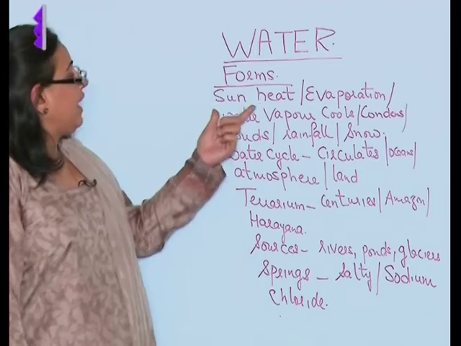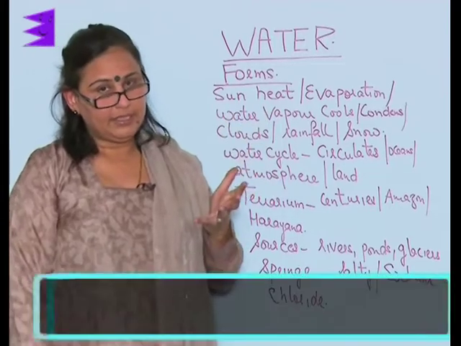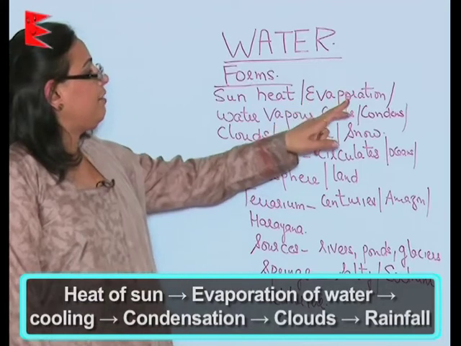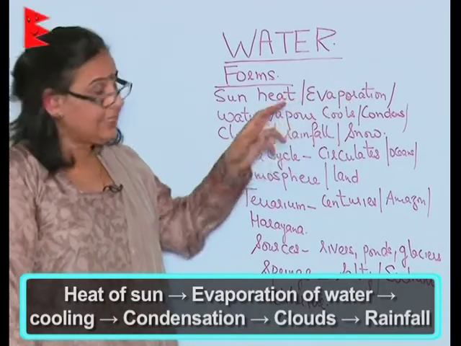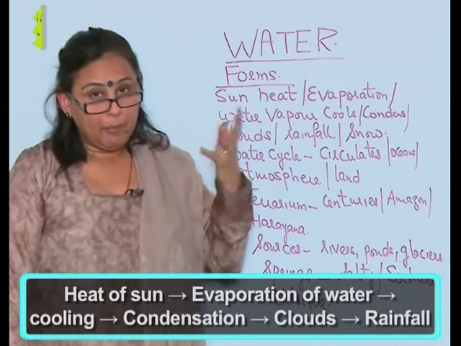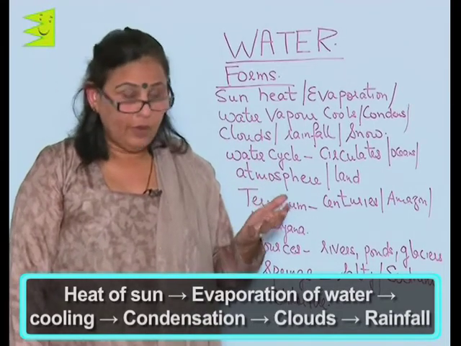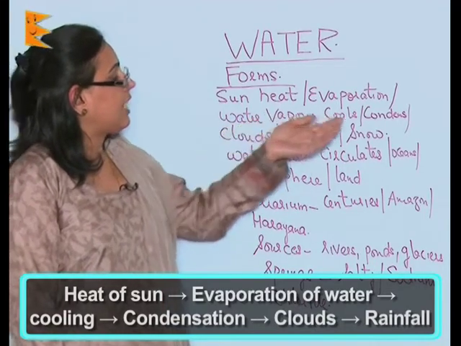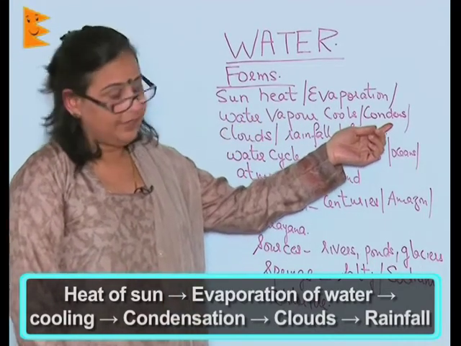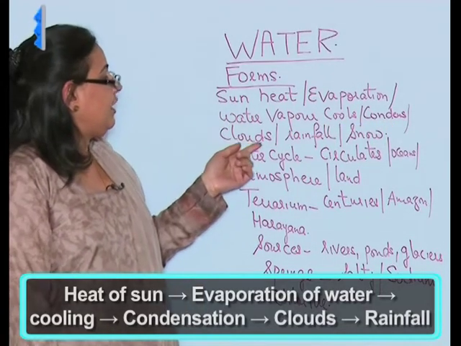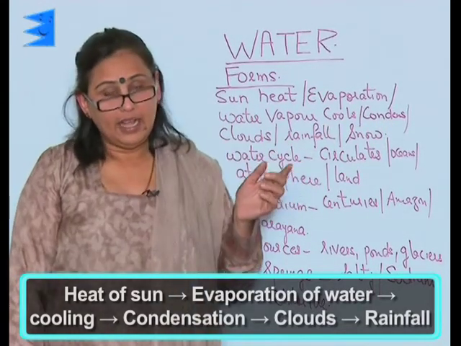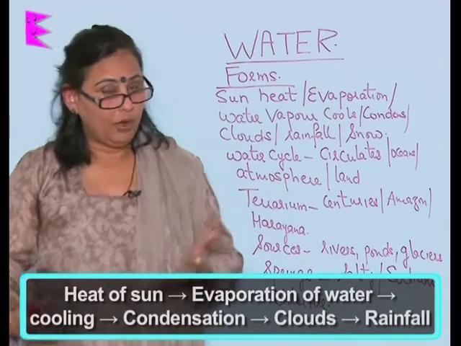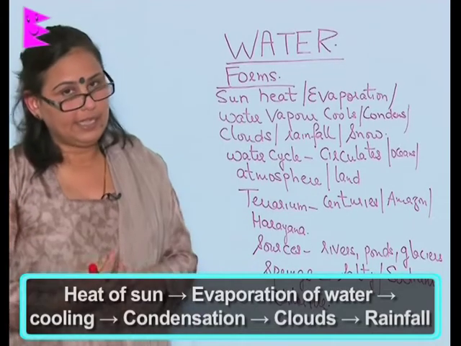You see, when the sun becomes very hot, then water evaporates, and this leads to the evaporation of the water. Slowly, when it cools down, the water vapor starts the condensation, and the condensation leads to clouds, and thus comes the rainfall in various forms. It could be water, it could be snow or sleet.